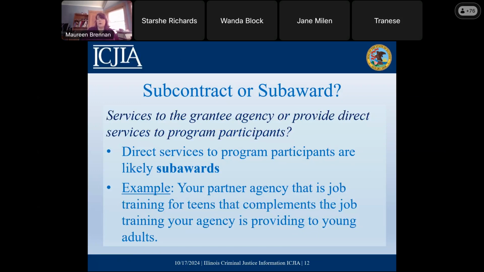So that's a subaward. So in this example, your grant is about providing job training, and you are an expert in providing it to young adults, but you want to use some of the funds from this grant to support a partner agency who will be providing the same kind of service to teens. So they're part of the larger program, and they're doing part of the program. They're providing a direct service to your clients. So that's a subaward.